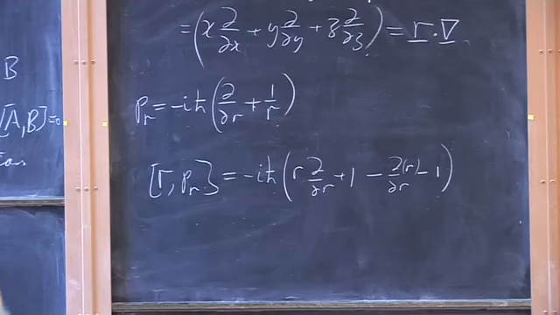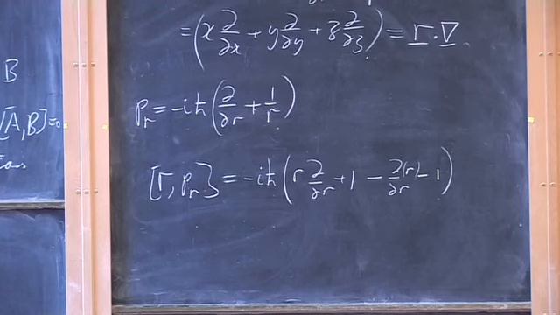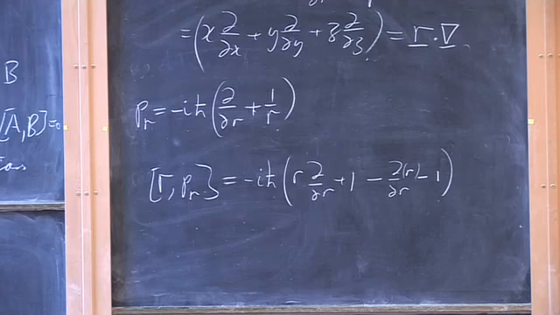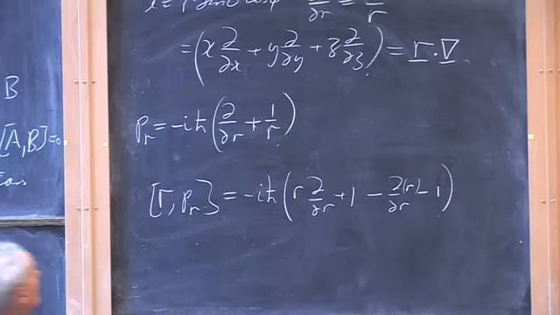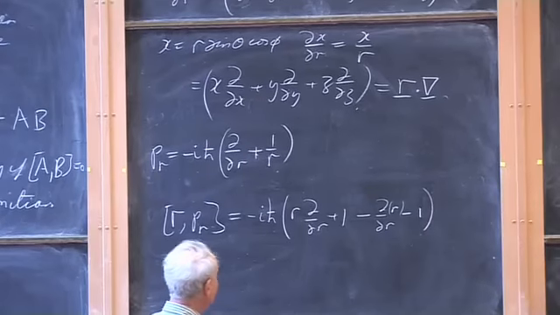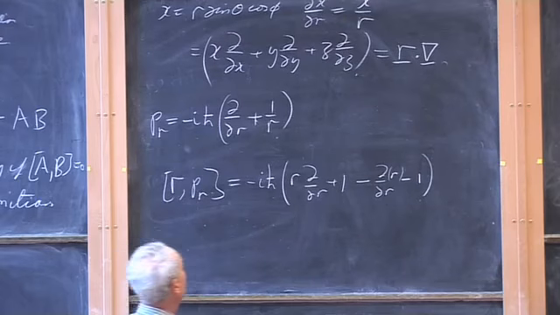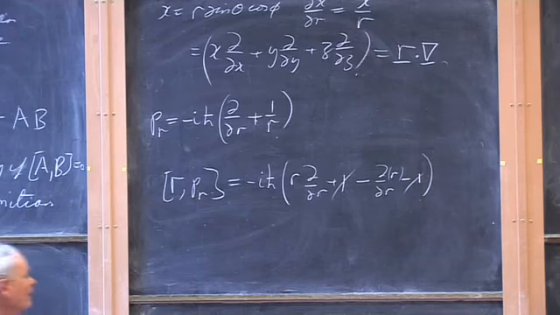Sorry, I'm in danger of getting 0, aren't I? That's the trouble. I want to get i h bar out of this. What did I do wrong? It's r times P_r, minus d by dr plus 1 over r working on r. Yes, it's perfectly correct. So the ones go away. This sort of thing is confusing.